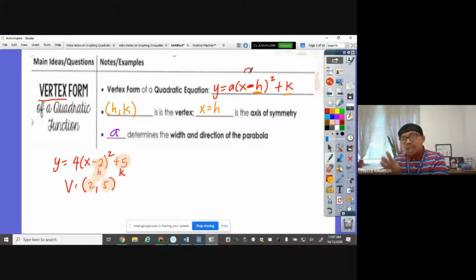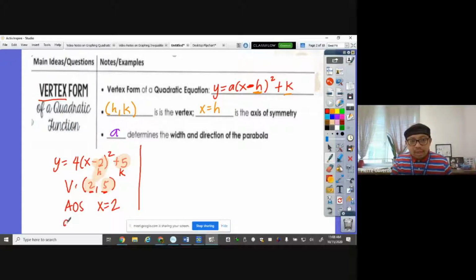Whatever the h is, that is the x coordinate of the vertex. Whatever the value of k is, whether positive or negative, as is, that will be the y coordinate of the vertex. And the x coordinate gives you the axis of symmetry. Since that's 2, the axis of symmetry, or line of symmetry, will be x equals 2. The value of a here is 4.